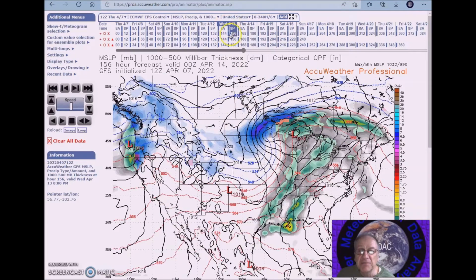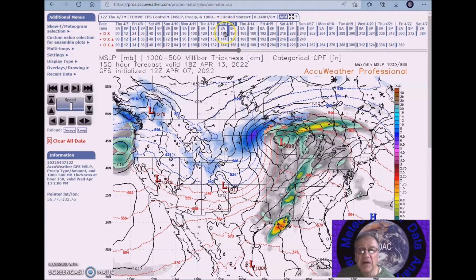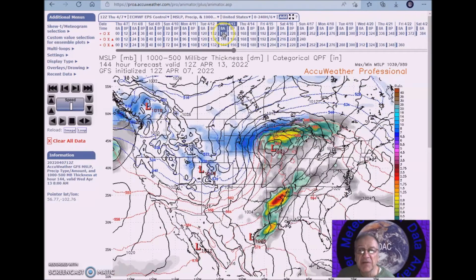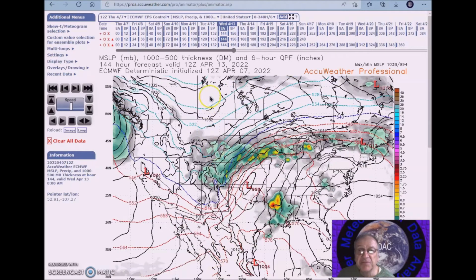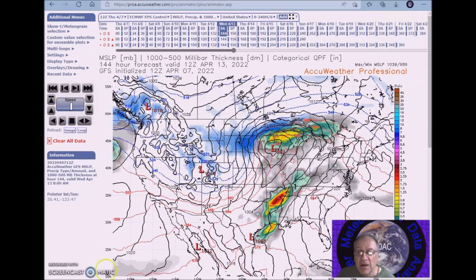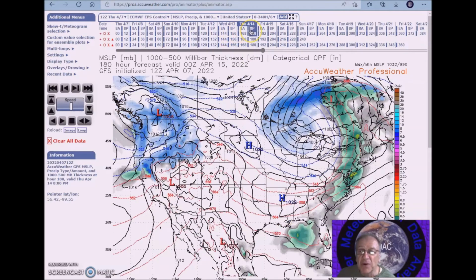Let me back up a little bit. Which one did I like? I think this was it. And then we'll have rain and storms across the lower Mississippi Valley into the plains, snow on the backside here. And then as the system moves eastward, this will bring more rain to the east later in the next period.